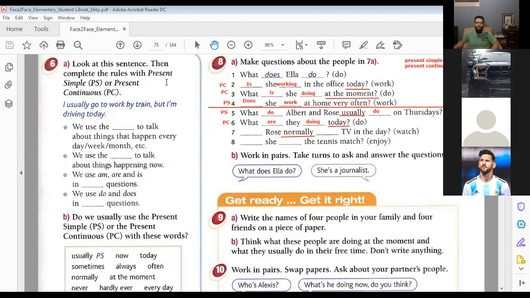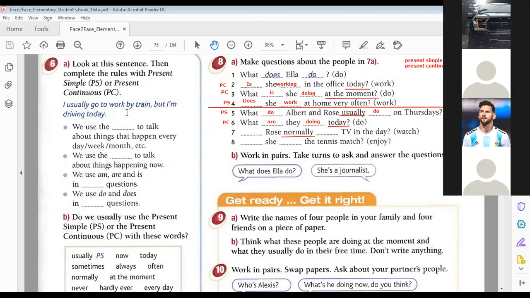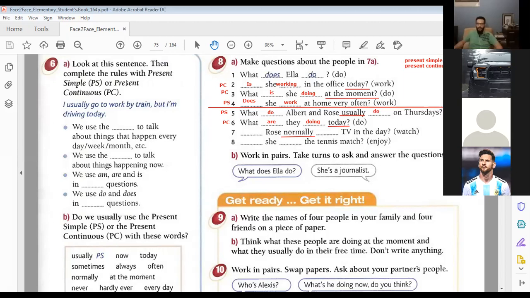Okay, we haven't answered number 4. Salma, can you tell me? Does she work at home very often? What's the right answer, Salma? Does Ella work at home very often? No, she doesn't. Excellent. Good. And number 5, we haven't answered that question here.